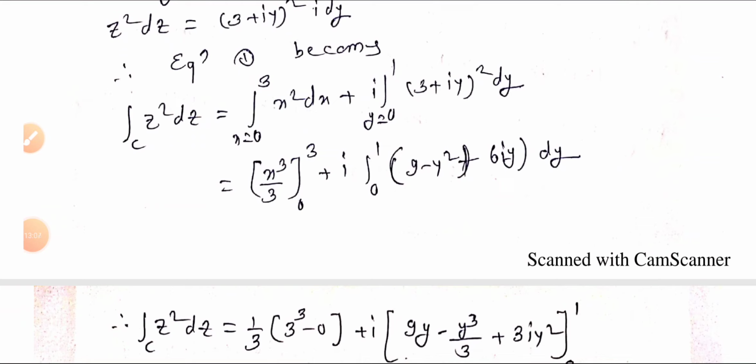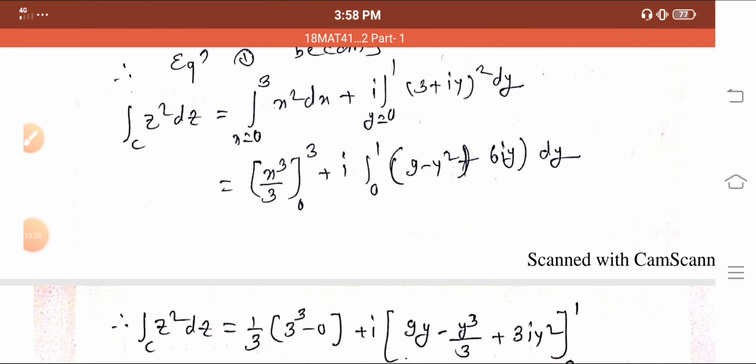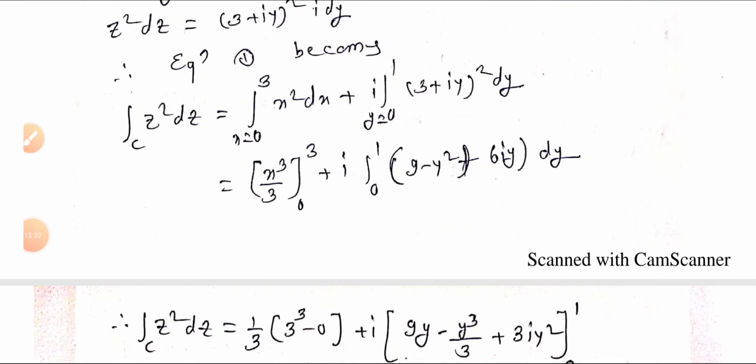So that is equal to x cube by 3 into x square is x cube by 3 plus i into bracket 3 plus iy whole square, nothing but 9 minus y square plus 6iy dy. So that is equal to 1 by 3 comes outside, put x equal to 3 cube minus 0, plus i into bracket, the integral should be 9y minus y cube by 3 plus 3i y square, between the range 0 to 1.